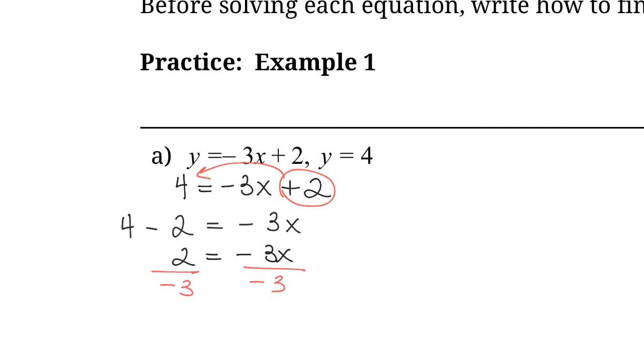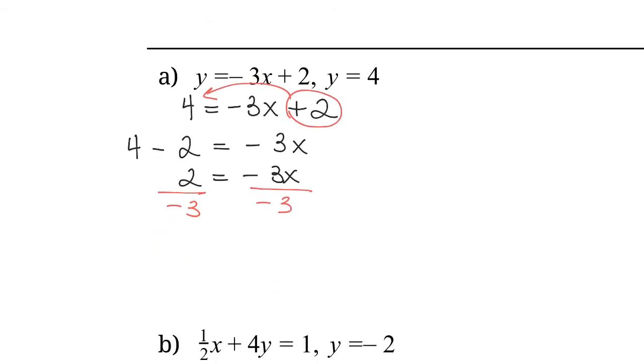So 2 divided by negative 3, that's actually going to work out to a decimal value. And we are always going to be leaving our answers as fractions. So I'm going to leave my answer as negative 2 over 3. And that's going to be equal to x.